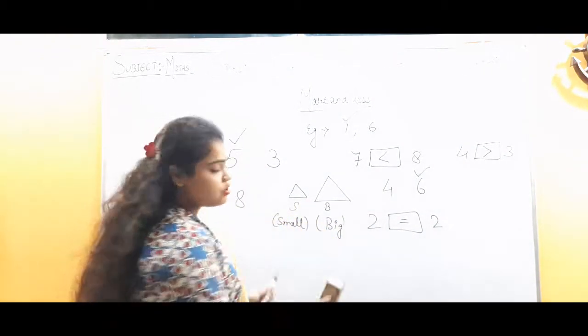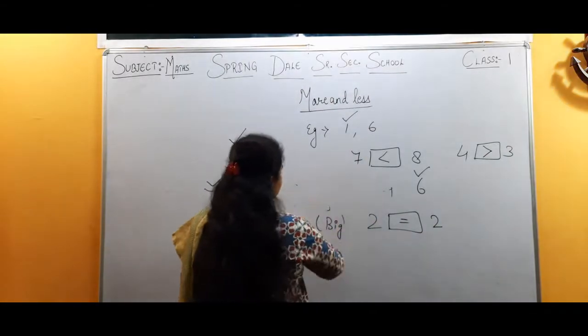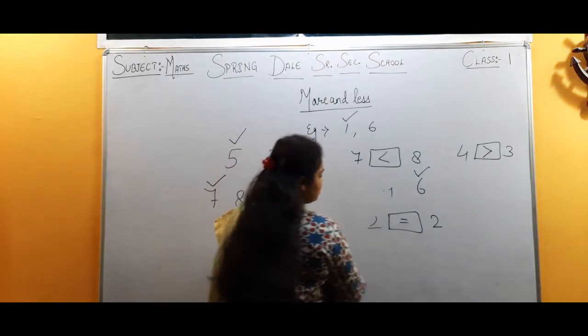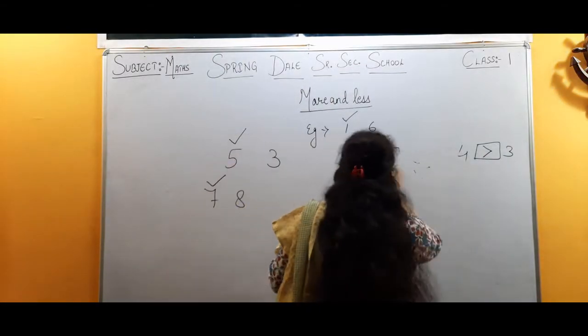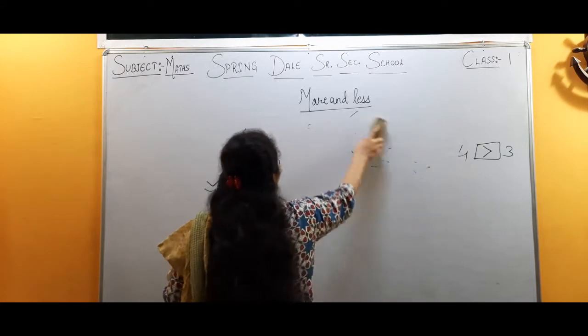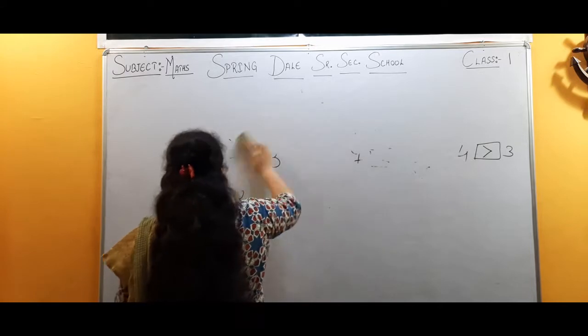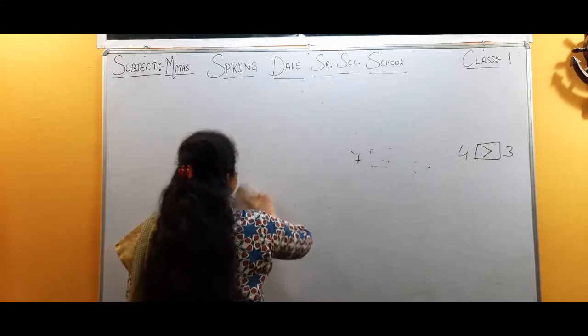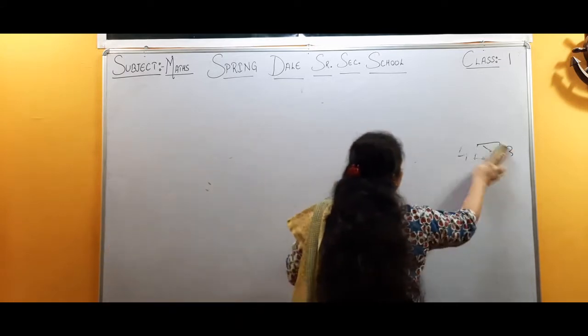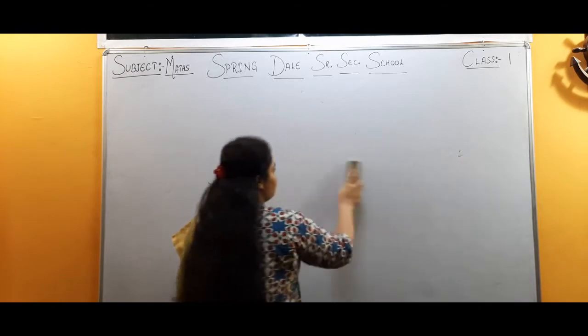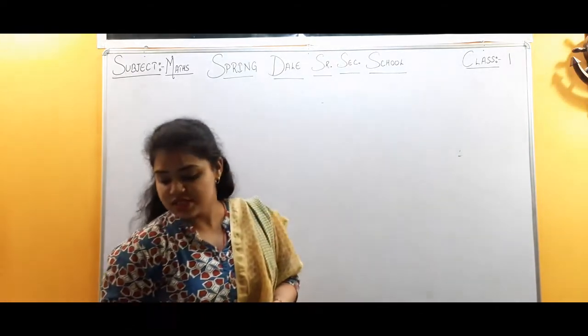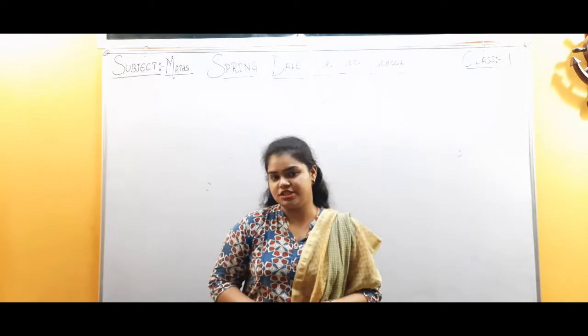Coming to the next topic, we have knowing ordinals. Now children, just tell me, do you know what ordinals are? Have you ever heard the word ordinals? Or your friend or your teacher asked you what ordinal numbers are? Okay, I'll tell you what ordinals are. Ordinals are those numbers which show us the position.